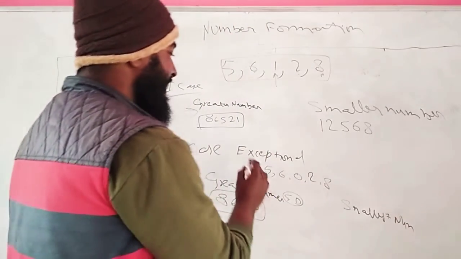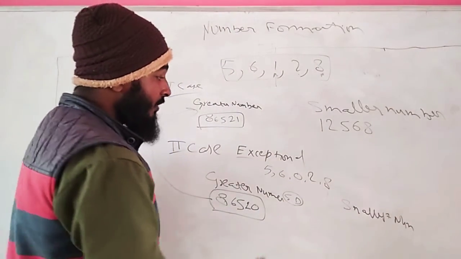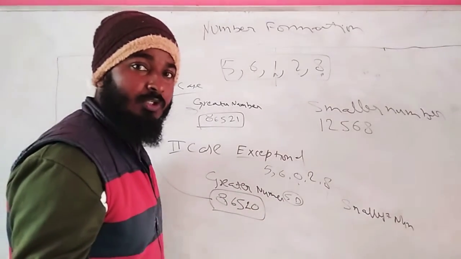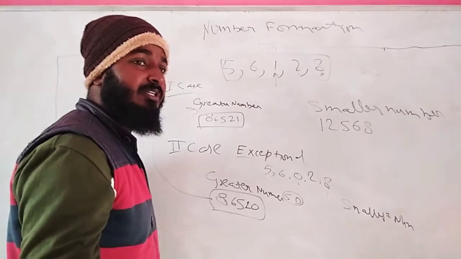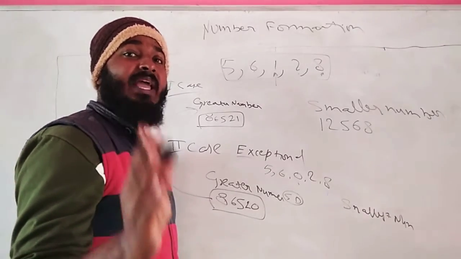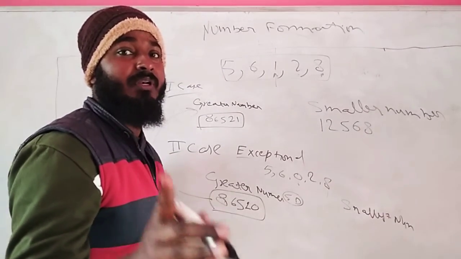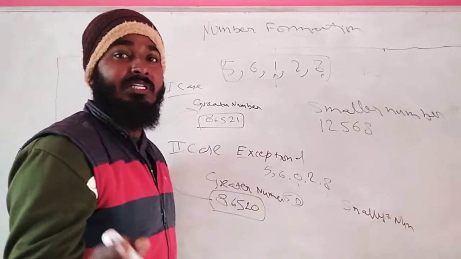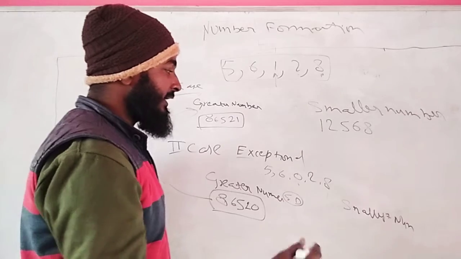So the exception case is here in the smallest number. The smallest number is 0. We have to put 0 first, but we cannot put 0 first, because if we put 0 first, the digit will not be of that many digits. It will be reduced by 1. The 5-digit number will become a 4-digit number only, because 0 is not a digit if it is first.